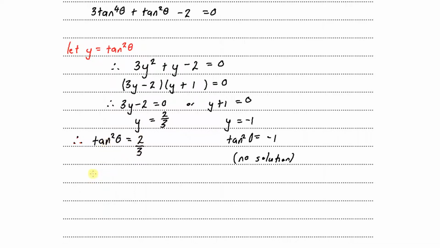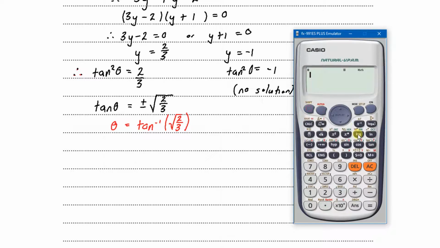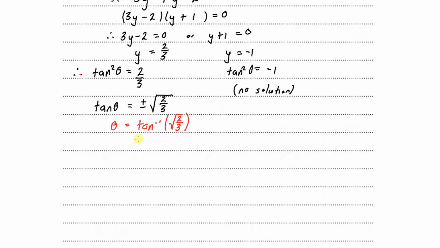So I'll square root both sides to get tan theta is equal to plus or minus the square root of 2/3. Now I'm going to find the value for theta by saying theta is equal to arctan of the square root of 2/3. So let's make use of our calculator for this. That's shift tan of the square root of 2/3, and I'm getting 39.2 degrees. So theta is 39.2 degrees.